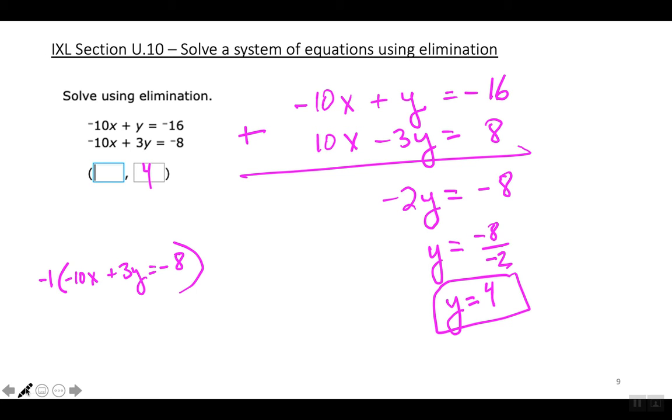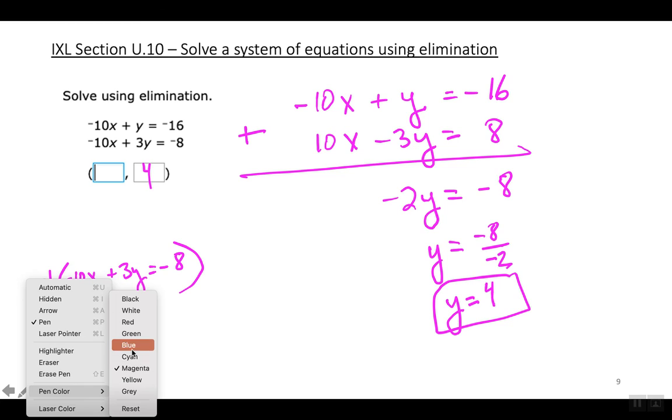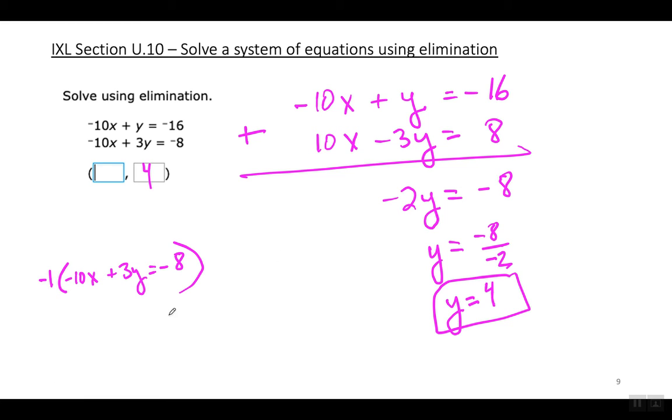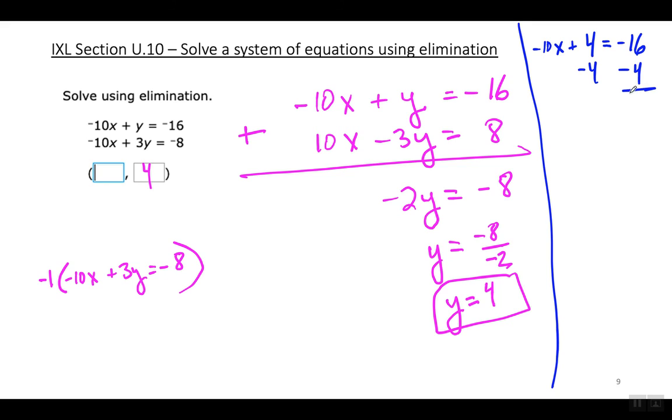Okay, now if I substitute y equals 4 on the top equation, I'm going to have, let me do it over here, negative 10x plus 4 equals negative 16. Move the 4 to the right by subtracting, which will give me negative 20. So negative 10x equals negative 20, so x equals negative 20 divided by negative 10. So x equals 2.